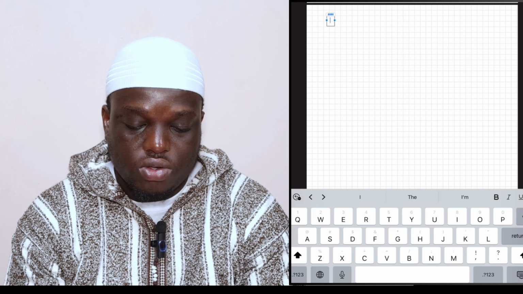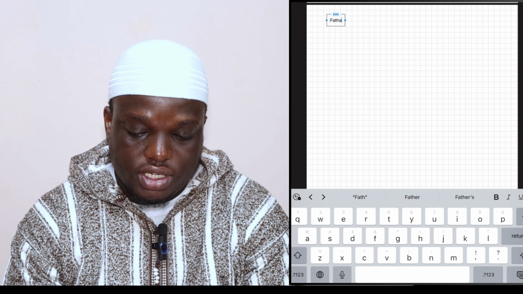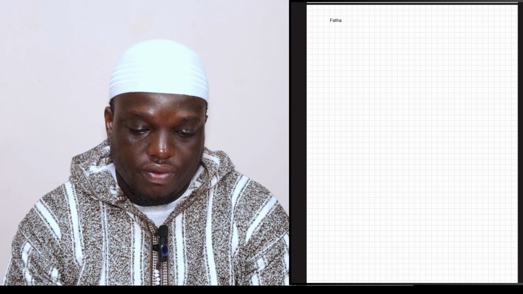So the first 3 vowels. There are 3 vowels that we're going to have to learn. We have something that is called fatha. Fatha is our first one.